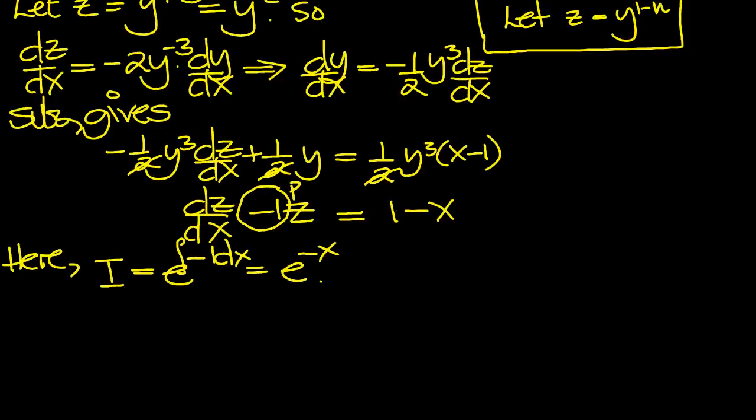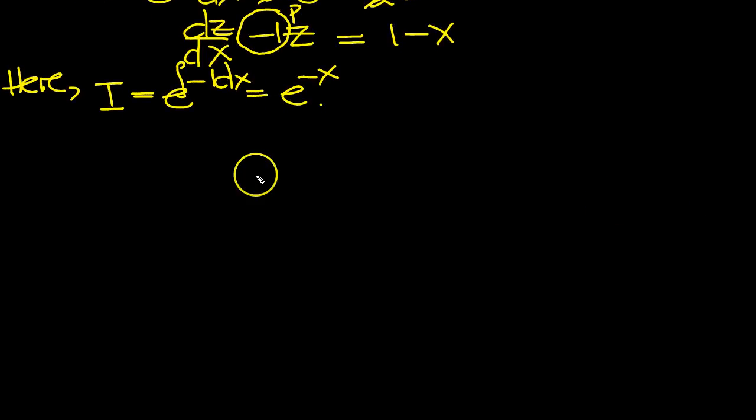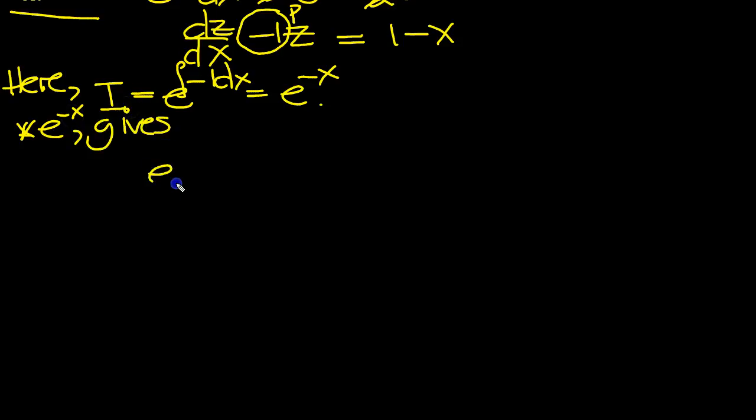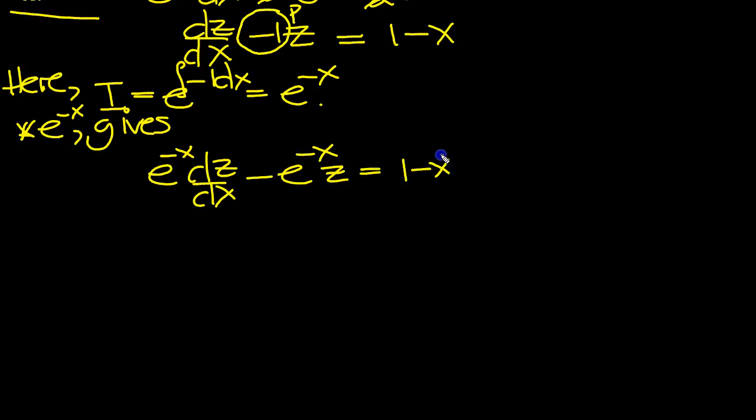Multiplying then, let's turn our attention to this sub-problem now. So multiplying through by the integrating factor e to the minus x gives, e to the minus x times dz/dx minus e to the minus x times z is equal to 1 minus x, and we're timesing that by e to the minus x. So put a bracket around it because it's more than one term. So circle this and circle this.